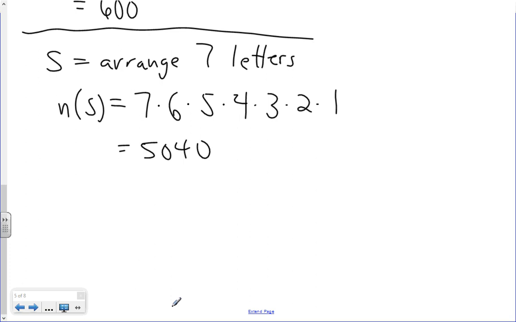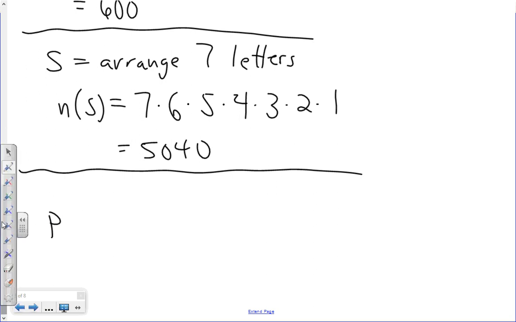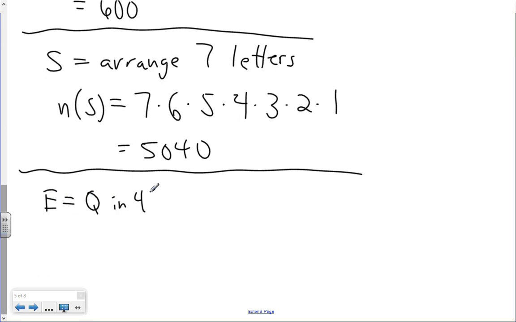Okay, so now we can answer the question. The question was, what's the probability of this event occurring? Maybe I'll rewrite this, that our event is a Q in the fourth spot and a vowel in the last spot.